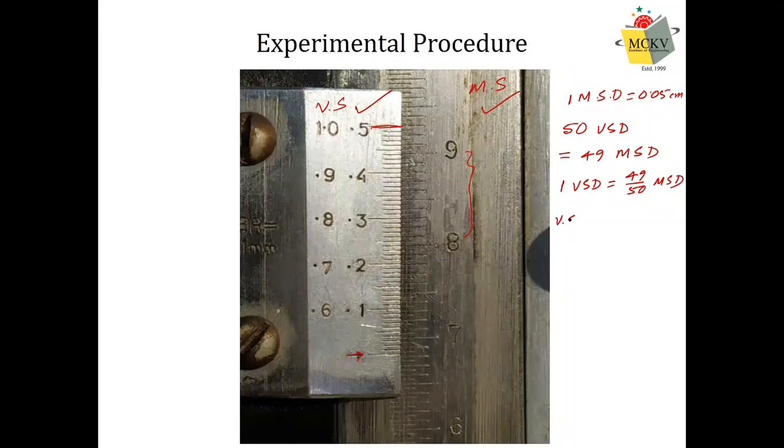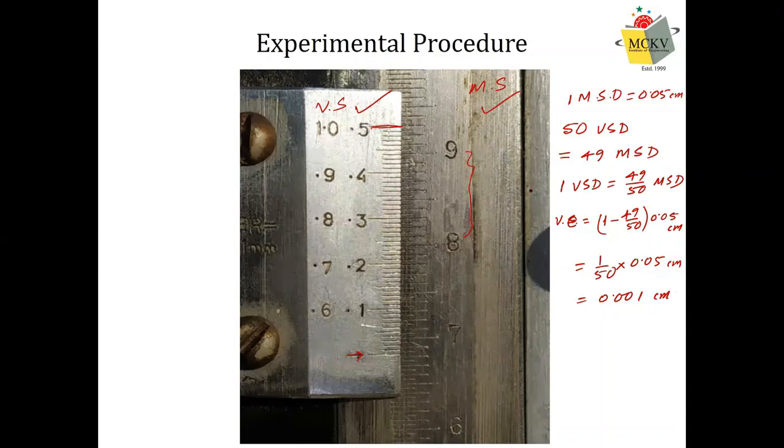Therefore, the vernier constant or the least count of the instrument will be 1 minus 49 by 50 into the value of 1 MSD, which is 0.05 centimeter. So it will be 1 by 50 into 0.05 centimeter, that is 0.001 centimeter. So vernier constant here is 0.001. Accuracy has been improved from the normal scale or slide calipers.